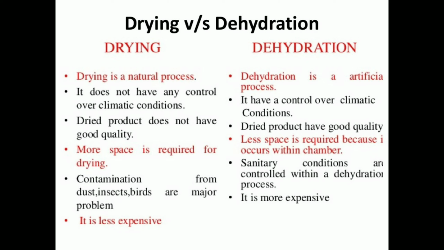As you can see, drying is a natural process, whereas dehydration is an artificial one. We have no control on the drying process for climatic conditions, but we have conditions like temperature and RH under control in case of dehydration. Then, as we know, the UV rays are very strong in case of sun drying, so there is a loss of color and flavor, and sometimes the quality of the dried product is not very good. But in case of dehydration, the dried products have comparatively better quality because the temperatures are under control.